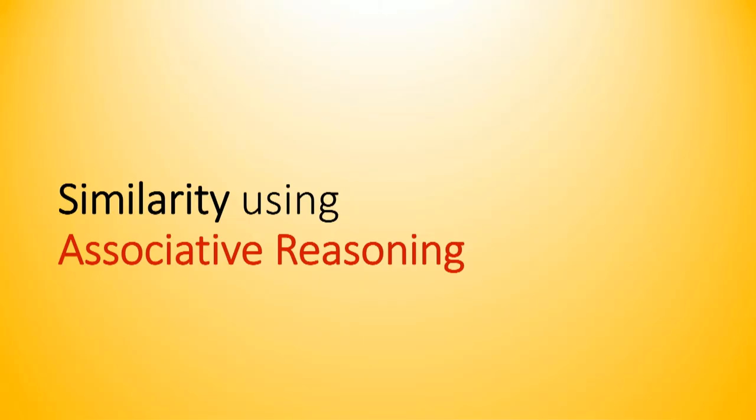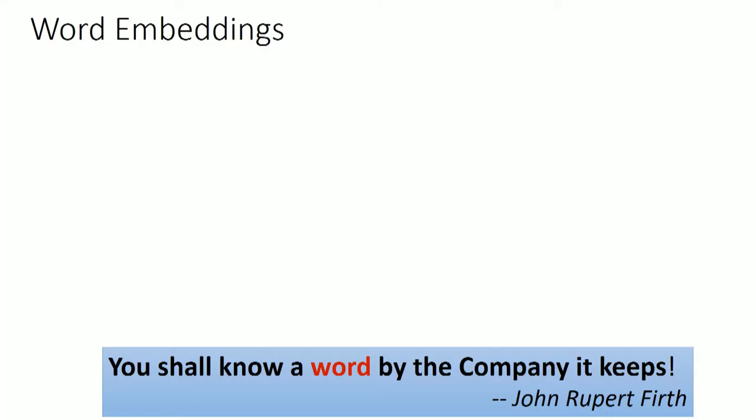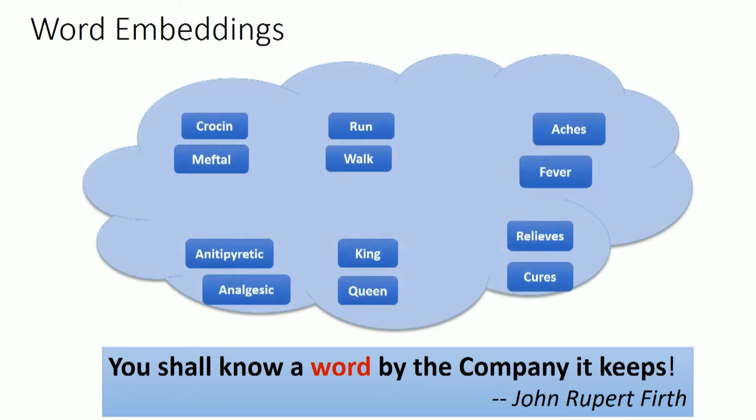Now, I want to go into two things, which is how can we do similarity and reasoning on top of these things. Now, we all understand word embeddings, right? The basis of this is the notion that you shall know a word by the company it keeps. So skip-grams and all these models look at a word and its context and say if two words have the same context, they must be similar, right? That is what has led to a lot of research in word embeddings.